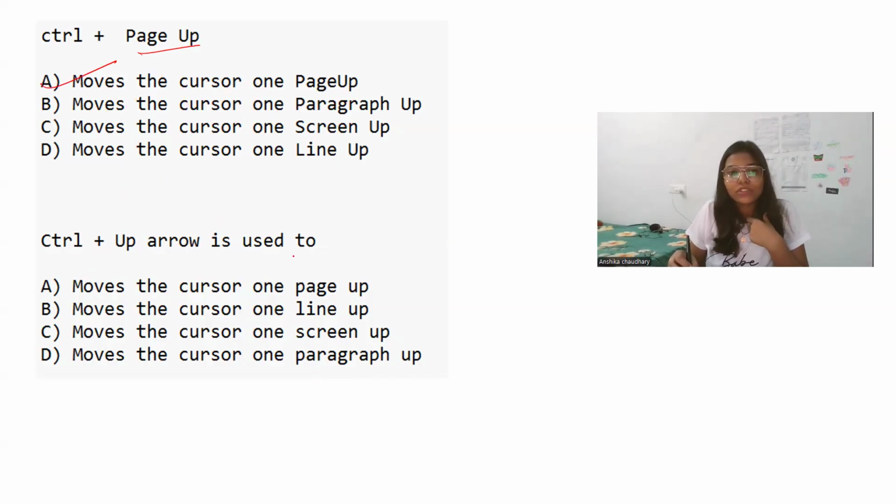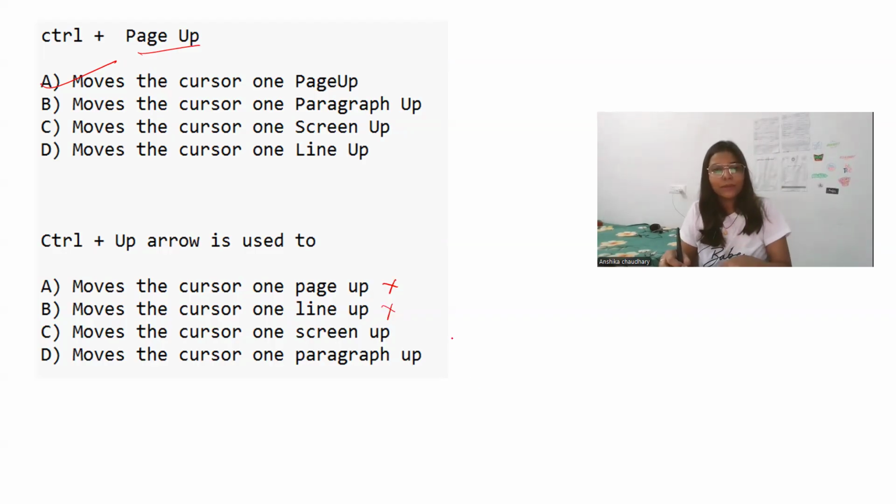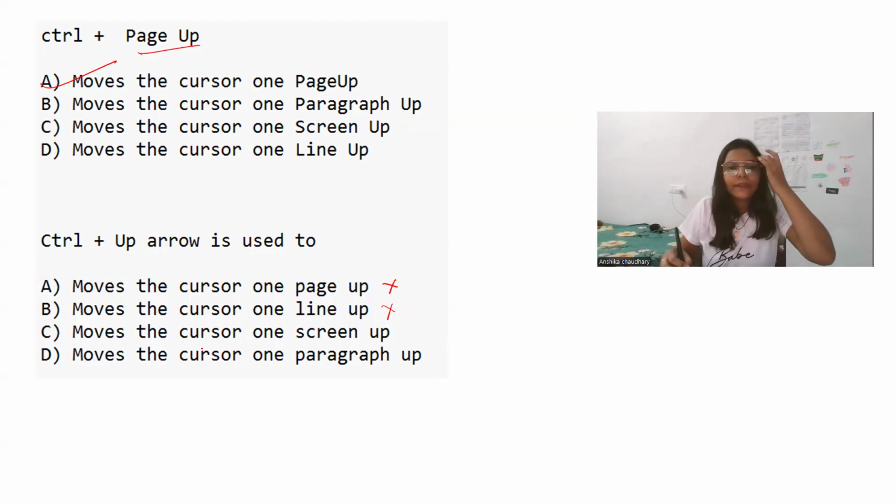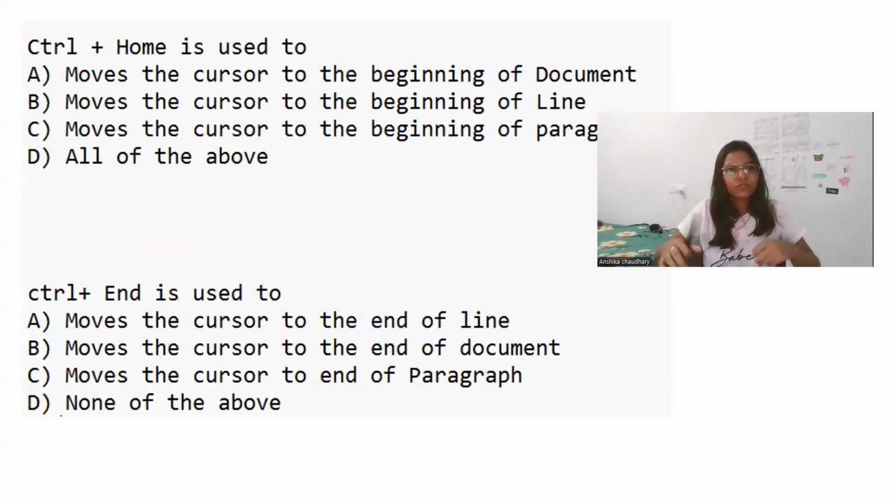Control plus up arrow is used to, so it must not be related with page, so it cannot be the answer. Line up is not the answer. Screen up, I guess the answer would be moves the cursor one paragraph up. So let me check. Yes, one paragraph up. Option number D will be the correct answer for this particular question. Let's move on to the next question.